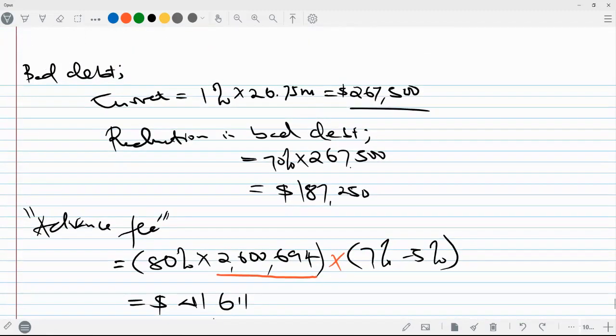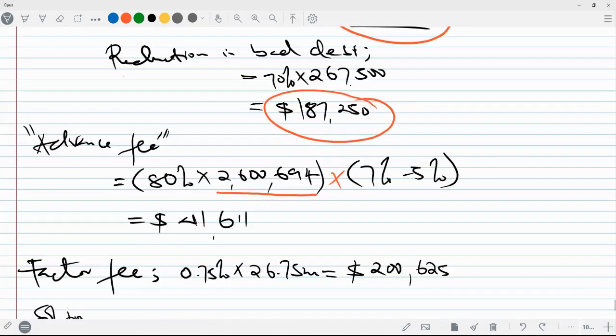Anyway, let's do it together. First is the bad debt decrease. Don't forget this arrangement is with recourse, so the company continues bearing its bad debt. If it was non-recourse, the saving would be equal to 27,500. But since this is recourse, the saving is equal to 87,250. So you have to be quite careful with what arrangement we are dealing with.